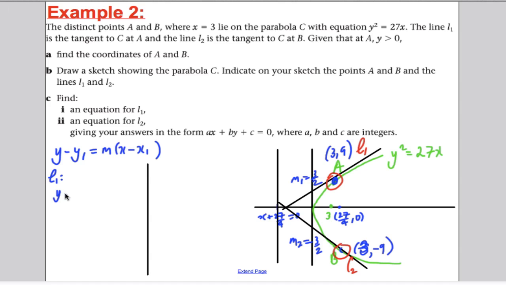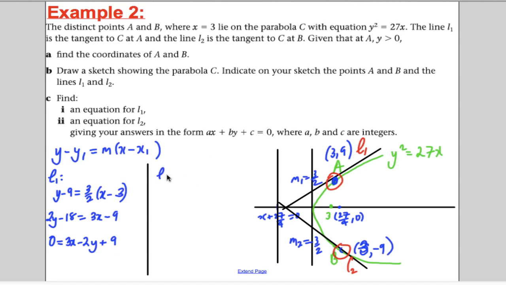It would be y subtract 9 is 3 over 2 x subtract 3, multiplying everything by 2 to remove the fraction, and then multiplying the 3 in the bracket. Get 2y subtract 18 is 3x subtract 9, and then subtracting 2y from both sides and adding 18, I would get 0 is 3x subtract 2y plus 9, and I'll be done.